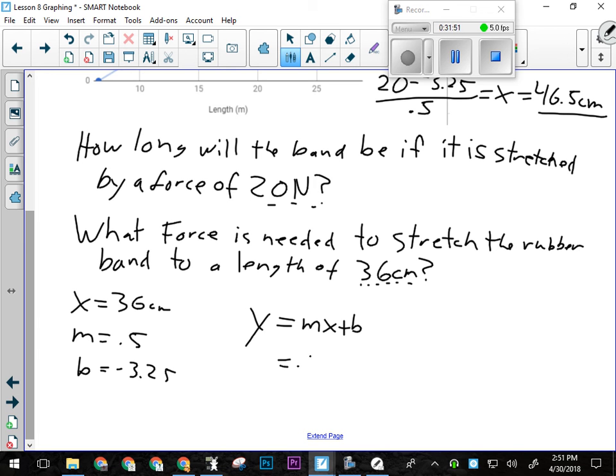Okay, so M is 0.5. X is 36 centimeters. Right, and B is negative 3.25. When we do that, we get 14.75 newtons. Newtons are the unit for force. Okay, so we would need 14.75 newtons in order to stretch the rubber band to a length of 36 centimeters. Okay, is that making some sense?